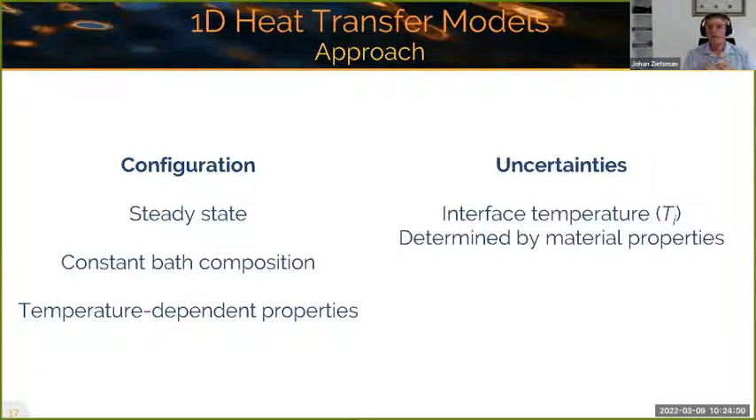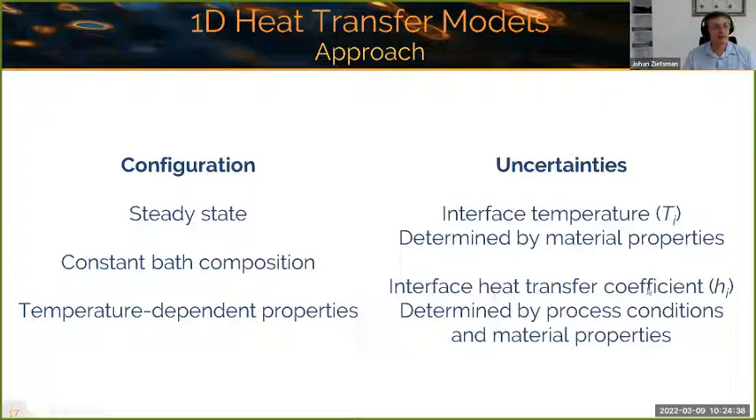We don't know what the interface temperature would be between the freeze lining and the slag bath. In the PhD work that I did, I assumed it's the liquidus temperature. It turns out for some systems, that's a really bad assumption. For others, it's a better assumption. But the fact is it's very difficult to know what that interface temperature would be. And it's largely determined by material properties, but also by the conditions inside the furnace, whether you have very vigorous stirring or whether it's a quiet slag bath.